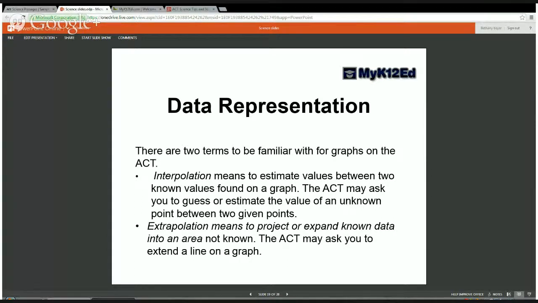Extrapolation means to project or expand known data into an area not known. The ACT may ask you to extend the line on a graph. So they'll say, if you kept doing this experiment for 2 more weeks, what would your outcome be? So they want you to kind of predict how the trend is going, what that's going to look like.